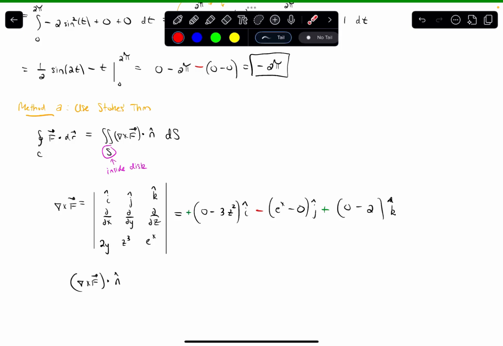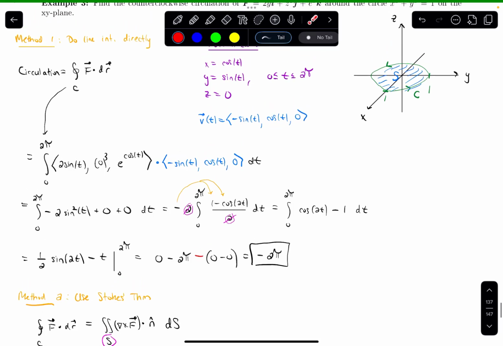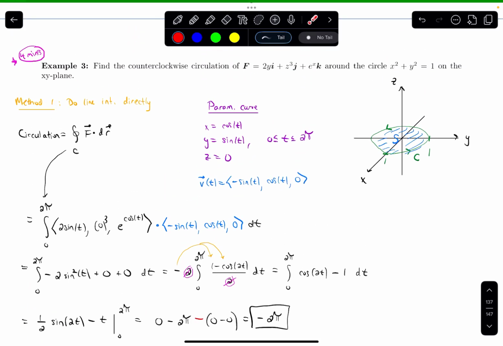Well, what's the unit normal vector for this surface? Because it's on the xy plane, either my normal vector is pointing straight up or straight down. So which is it? Remember, the convention is we use this right-hand rule. Because my curve is going this way, we curl our fingers in the direction of the curve. And as we do that, if we stick our thumb out, my thumb would be pointing up. And that's going to be the direction of the normal vector. So the normal vector would be pointing straight up, my unit normal vector.